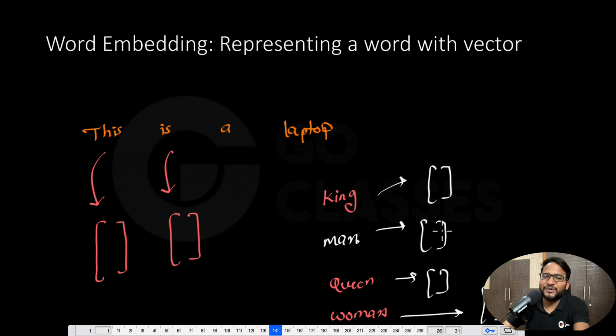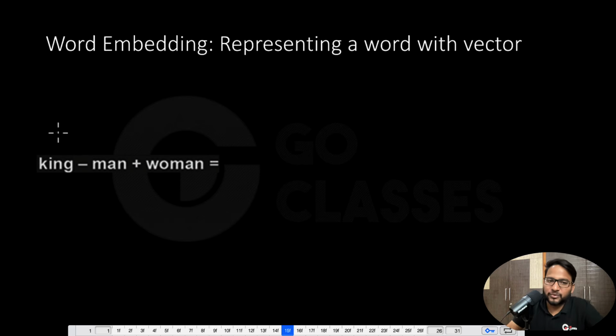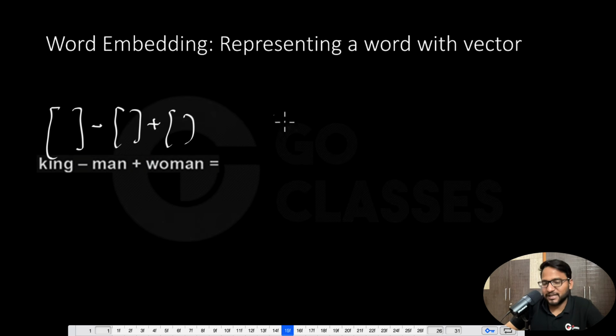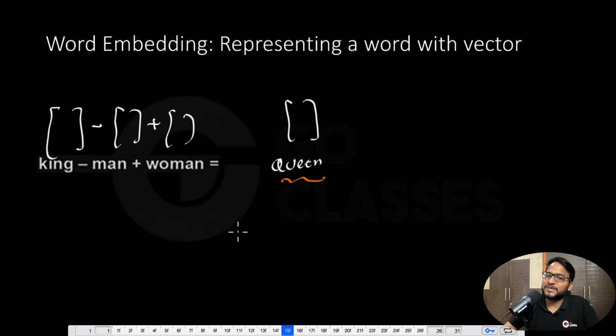Now just to tell you the idea: if you subtract the man vector from king and add the woman vector, then you get the vector of queen. I mean, the vector that you got is basically the vector of queen. Now you can understand that it is actually capturing the semantics, which means that given a king, if it is not man and you add a woman, then it is similar to queen. Isn't it capturing the semantics?